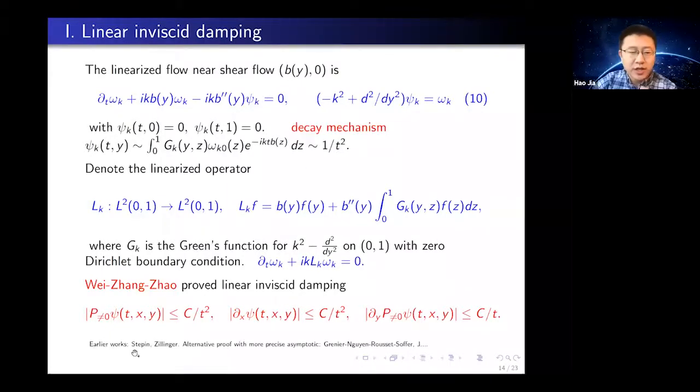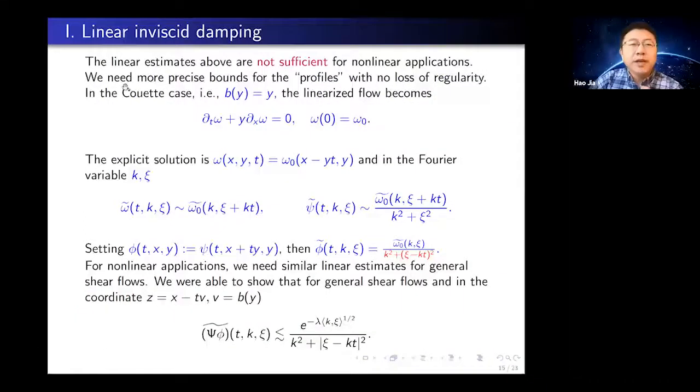So let me also mention earlier works by Stepin, Christian Zillinger, and some later, also alternative proofs, not exactly the same result, by Grenier, Nguyen, Rosset, and Soffer, and myself. But unfortunately, linear estimates, as stated above, are not sufficient for nonlinear applications. So what they prove are like dispersive estimates. So you trade decay in the frequency variable for decay in time.